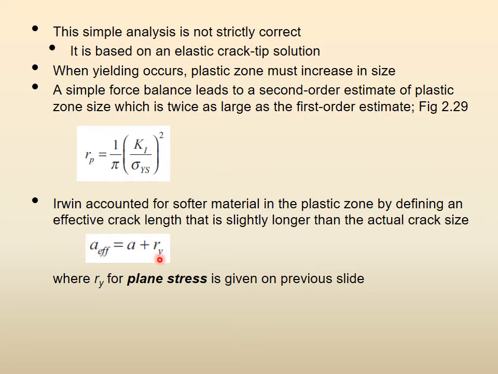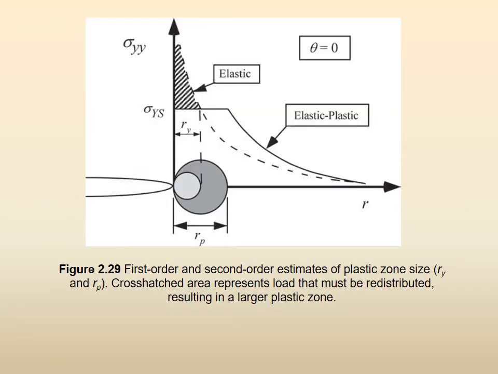And this Ry is from the previous equation. This is Rp, the second order estimate. The first order estimate was Ry on the previous page, and it is for plane stress, right? We have derived all the things based on a plane stress theory. So in terms of a figure, let us see how it looks. This is a very, very good schematic sketch.